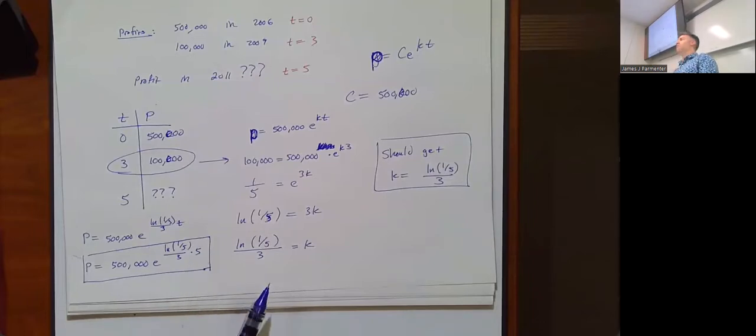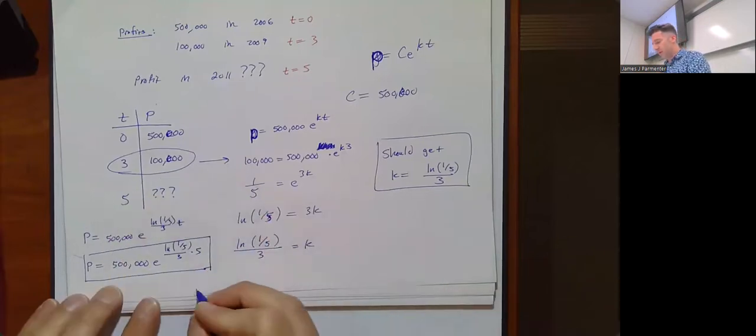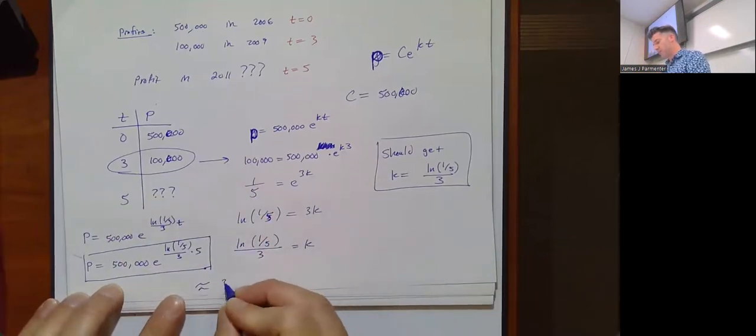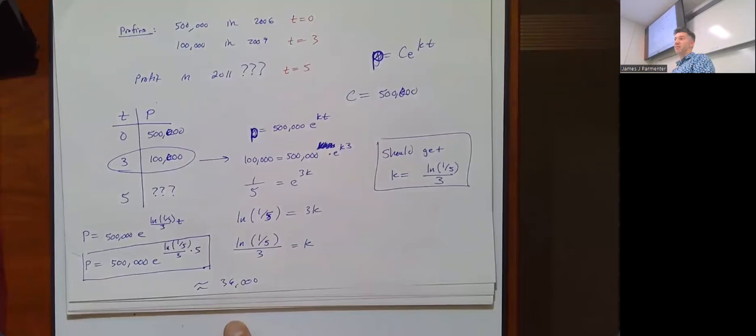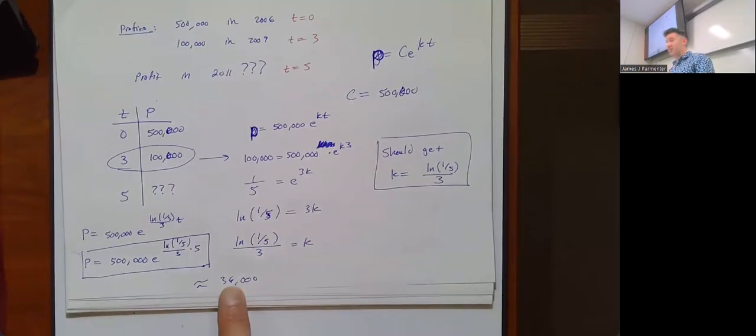Let's pretend this answer ended up being, I don't know, I'm just making up numbers. I know it's less than 100,000. Let's say it's $36,000. The problem is if I write $36,000, it's not what they want. If this is my answer, they want me to write 36.